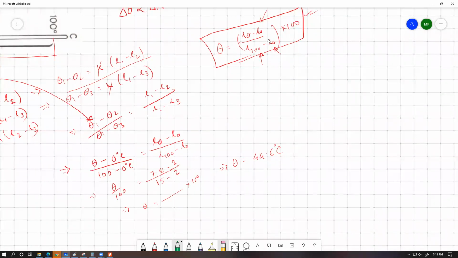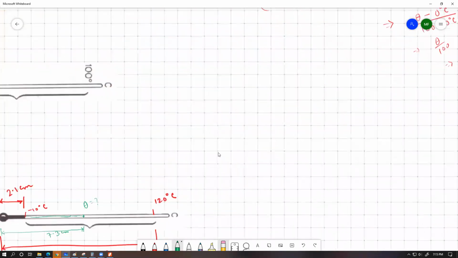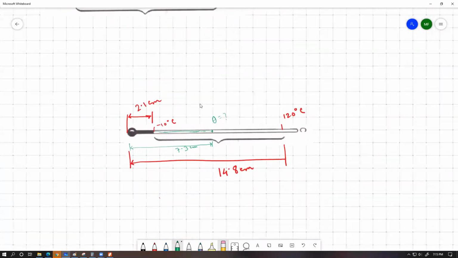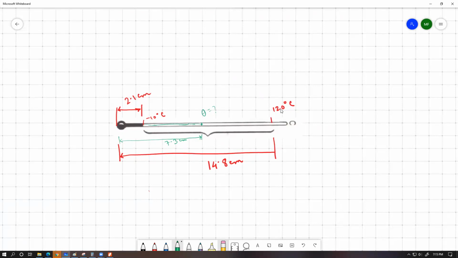Yes. No, because sir, this equation was exclusive for the length for 100 degrees Celsius and length for 0 degrees Celsius. We cannot use this equation because in this new figure that I've drawn over here, we don't even have the length for 0 degree or length for 100 degree. What are the lengths we have? We have the length for -10 degree, and then we have the length for 120 degree. Am I correct or not?